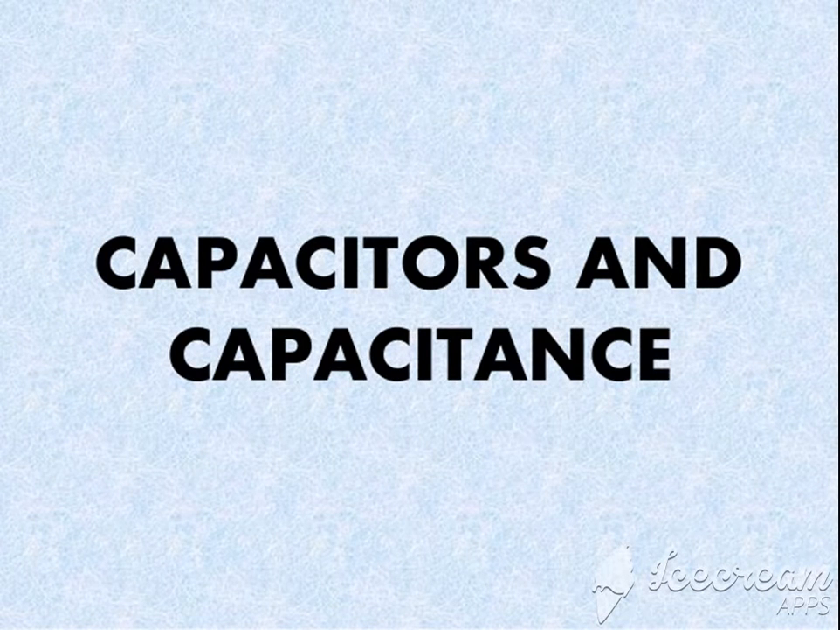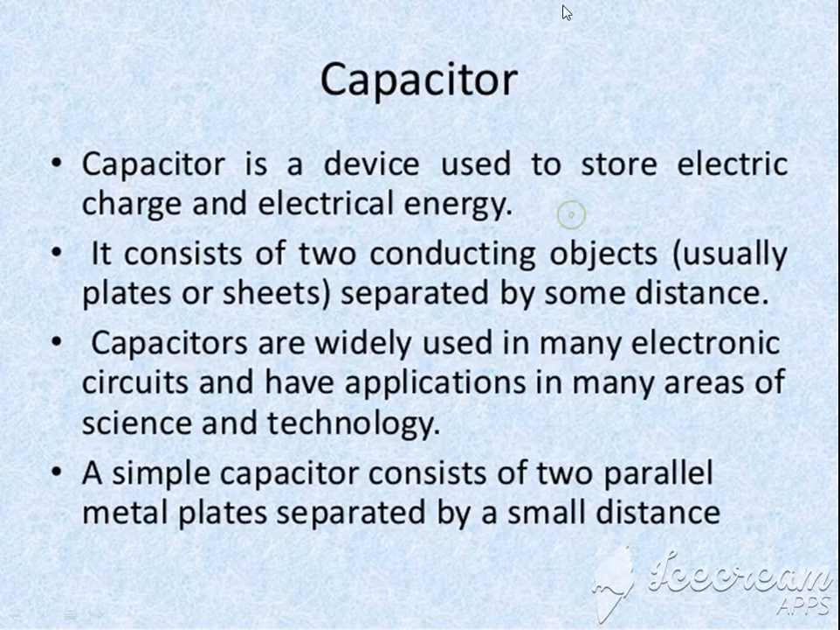The topic that we are going to cover in this video is capacitors and capacitance. Both the words look like they are the same, but they have a different meaning. So first is capacitor. A capacitor is a device which is used to store electric charge and electrical energy. It consists of two conducting objects, usually plates or sheets, which are separated by some distance.